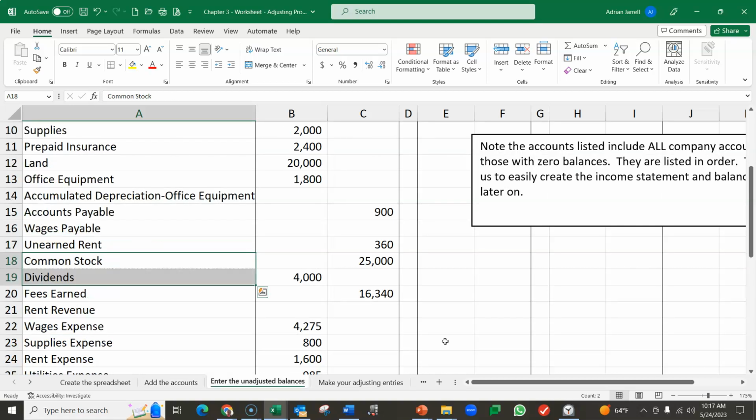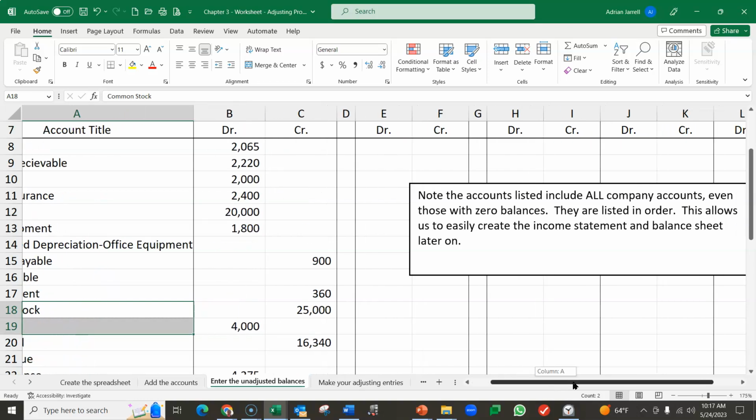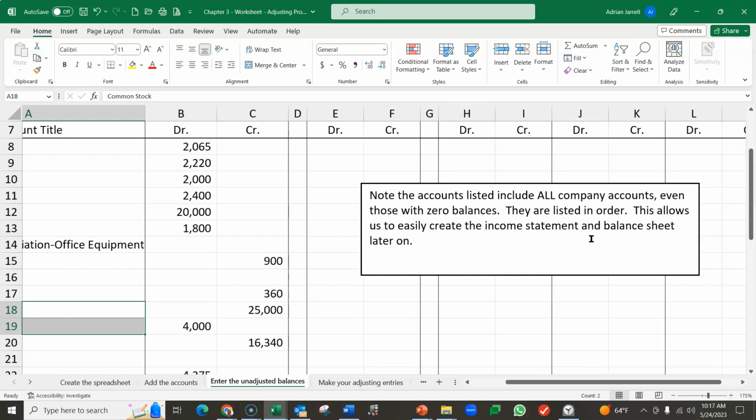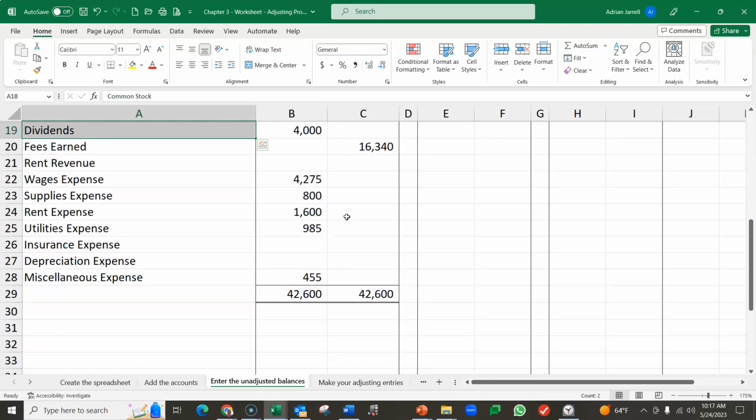We're going to enter the unadjusted trial balance. Again, anything with a 0 balance in it, I'm going to put it in anyway. Here's my little blurb. All listed in order: assets, liabilities, equity, revenues, and expenses. And there they are, my trial balance balances. Do not go forward. Do not do anything else until these 2 columns balance. Nothing. Fix this first. You'll hate yourself if you don't.